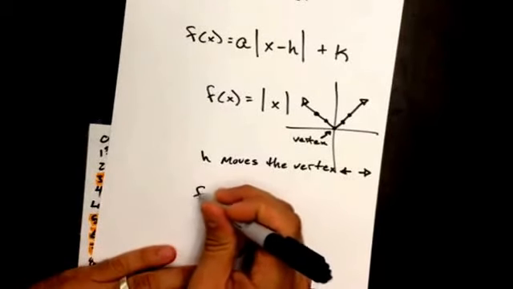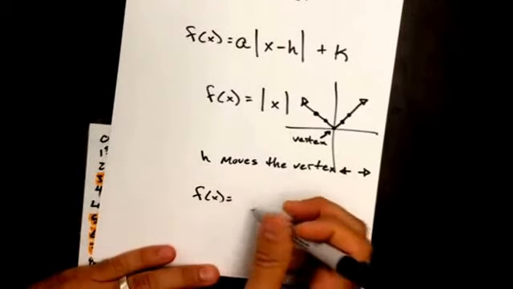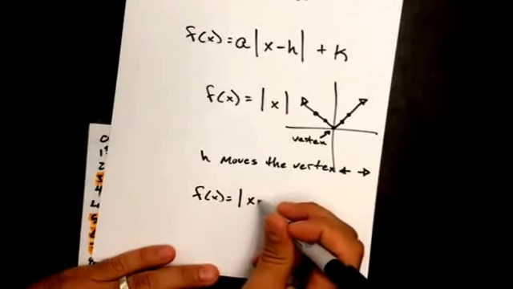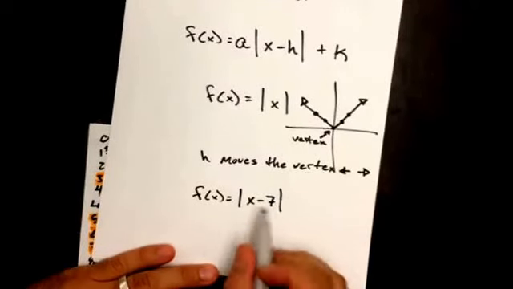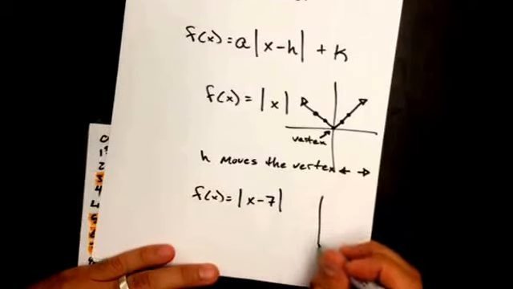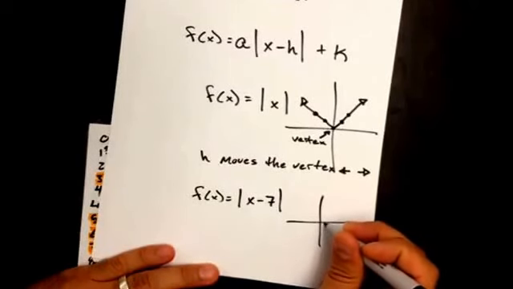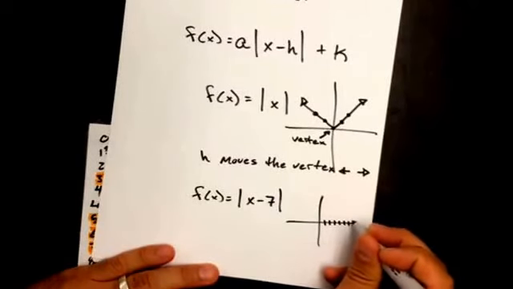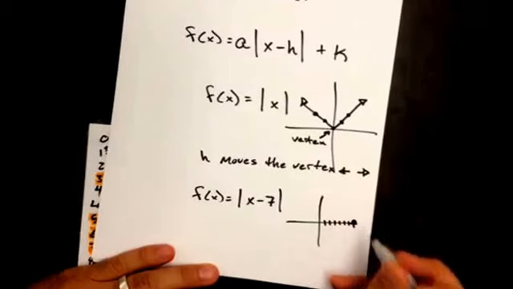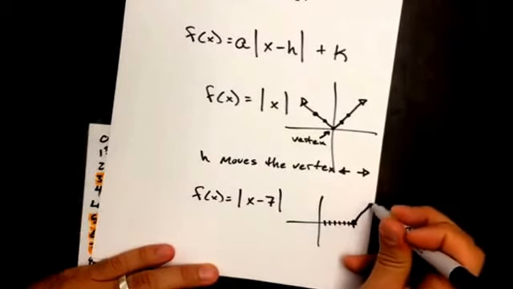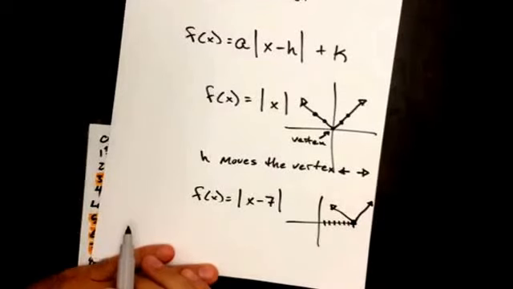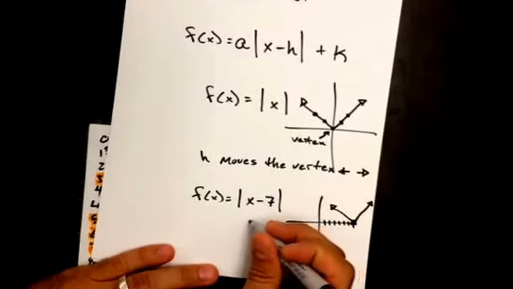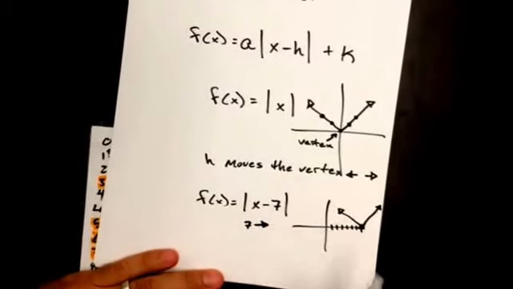So if I have something like f of x equals the absolute value of x minus 7, this is moving my graph, my vertex, 7 units to the right. So I'm going to go 1, 2, 3, 4, 5, 6, 7. The vertex is now right here. It still has a slope of +1 and -1, so the slope didn't change at all. It just moved 7 units to the right. Okay?